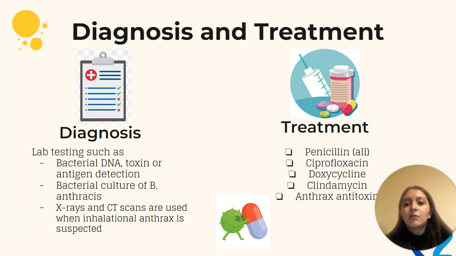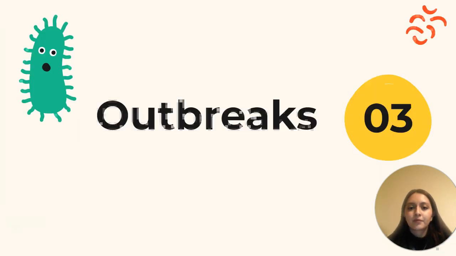So the main form of treatment for anthrax is antibiotics such as penicillin, which can be used to treat all forms of anthrax, clindamycin, ciprofloxacin, and doxycycline, and you can also use anthrax toxin as a treatment, but it's usually reserved for inhalational anthrax.